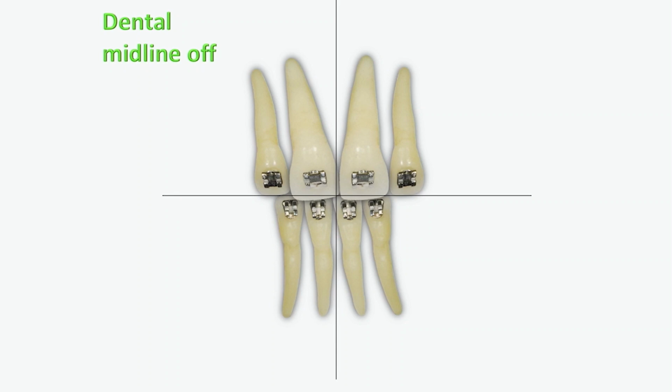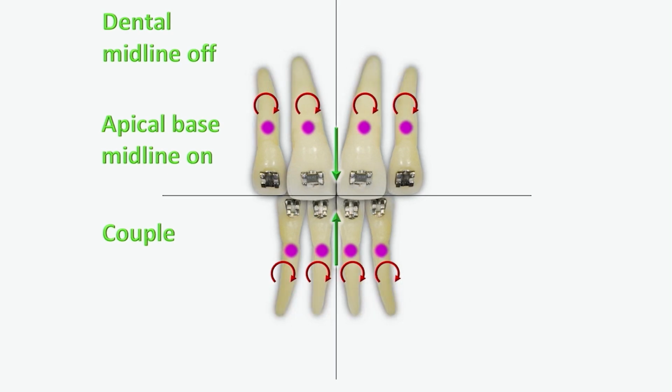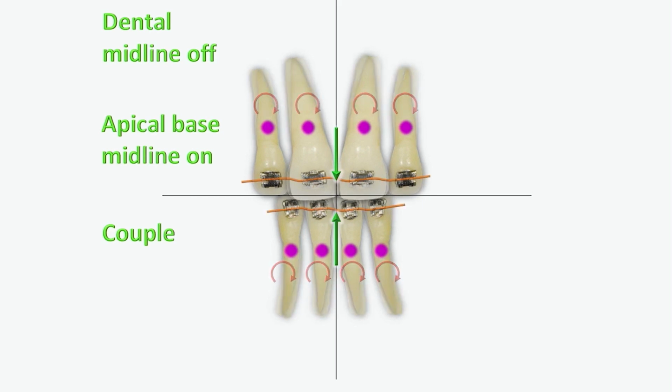In this case, for example, the dental midline is off. However, the upper and lower apical base midlines are aligned with each other. If a couple is applied to each tooth, they will rotate around the center of resistance of each respective tooth. The midline can be corrected without need for any horizontal forces.